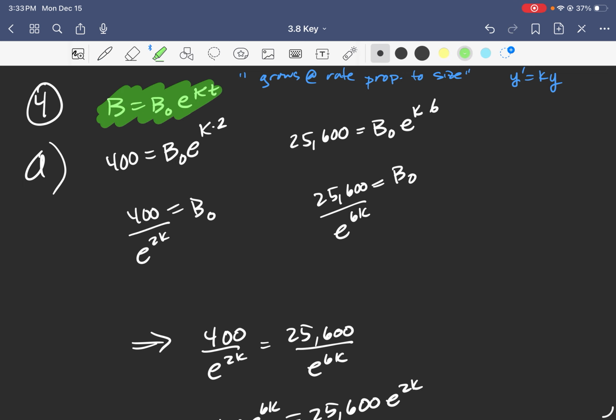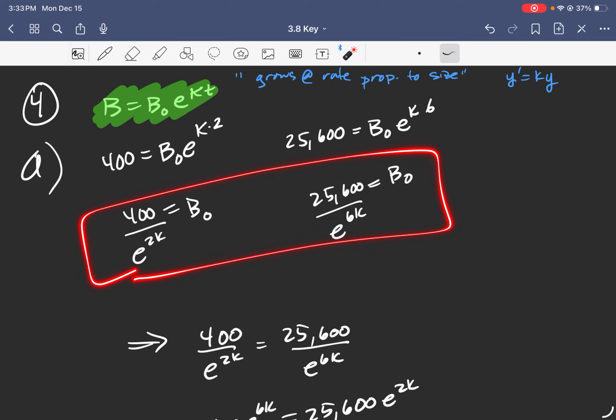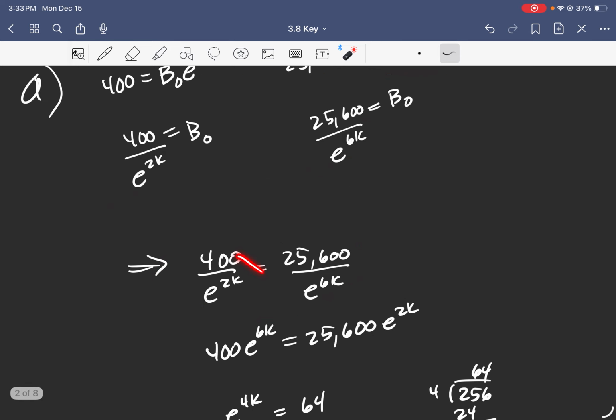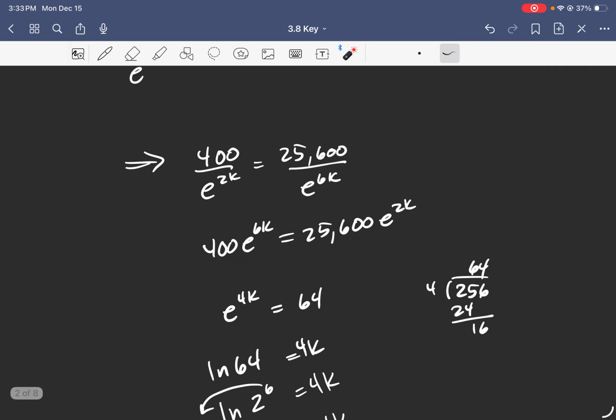So if that is our function, they say that after 2 hours, we should have 400. That gives us this. And then after 6 hours, we should get 25,600. That gives us this. Well, notice we can solve both of these for B naught and then set them equal to each other to get this. Cross multiply to get this. And then divide both sides by 2k and 400 to get this. And so now here's an equation that we can solve.